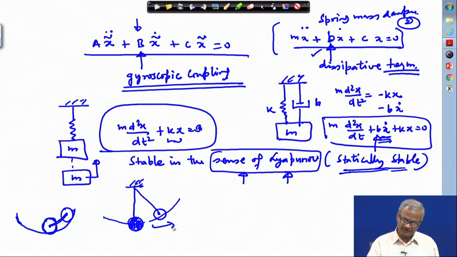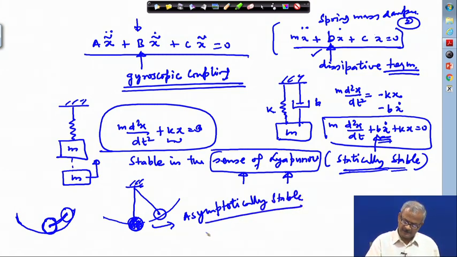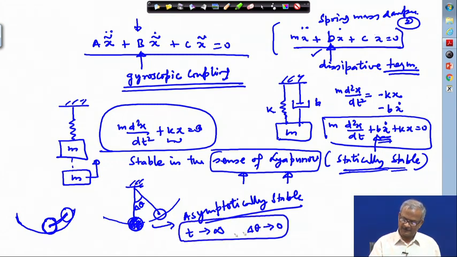This kind of system we say is asymptotically stable. Asymptotically stable means as t tends to infinity, your disturbance, let us say delta theta, the disturbance you have given, will tend to 0, meaning it will return to the equilibrium state. Equilibrium we have already defined as the stationary state of a system. So, this system is asymptotically stable.